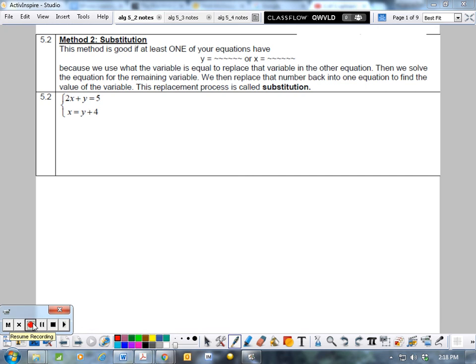Okay, we're going to go ahead and talk about our second method of solving a system. And last time I talked about how we are going to have two different algebraic methods.